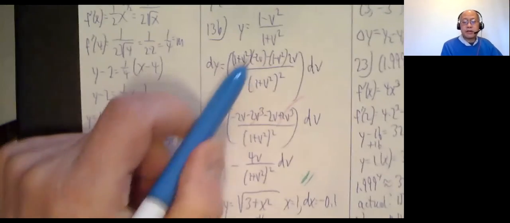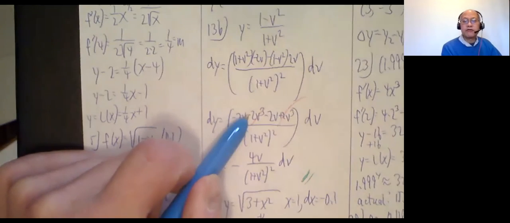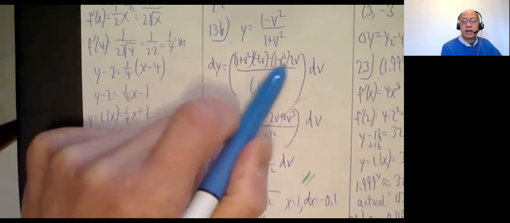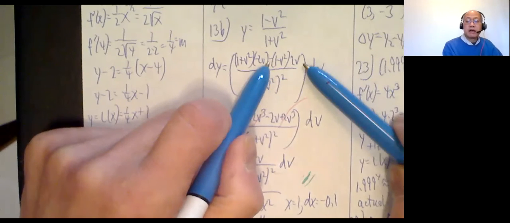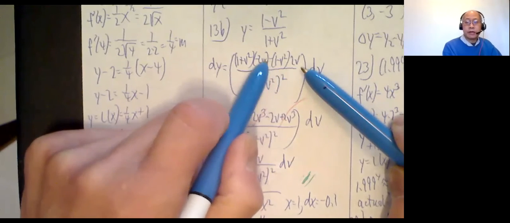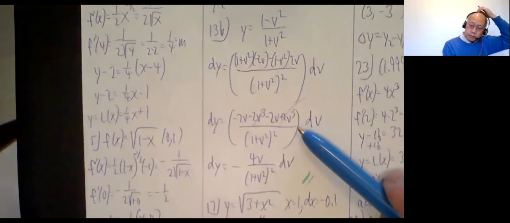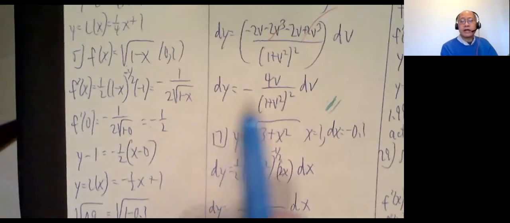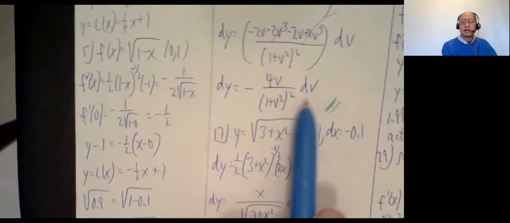Okay, and then a little bit of touch up. I distributed here. So negative 2v times that, so negative 2v minus 2v cubed. And then you've got to be careful here. It's a negative 2v, and then there's going to be a double negative. It's minus 2v times negative v squared. It's a positive 2v cubed. So negative 2v cubed cancels a positive 2v cubed, and negative 2v and a negative 2v make negative 4v. So final answer, dy is negative 4v over 1 plus v squared, squared, dv.